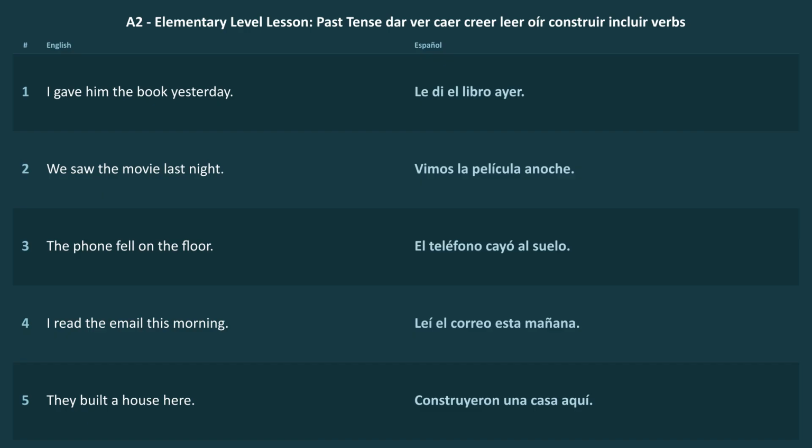Oí. Next up, construir, to build. In the past, construí, construyó, construyeron. Another member of the Y family. This is a great one because once you learn construir, incluir behaves very similarly. How do you say they built a house here in Spanish?